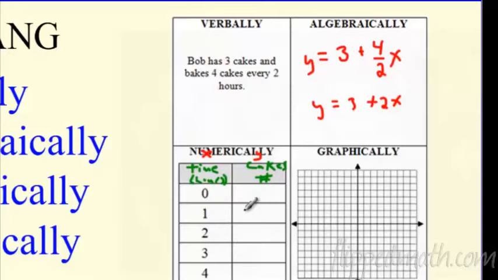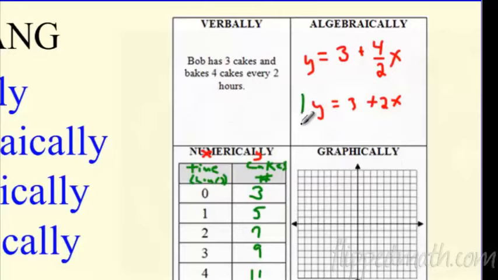Excellent. So now I'm going to fill in the table. I gave you the x values. At 0 hours, how many cakes did you have? Sure, you had three cakes. That's what you started with. That's why it's your y-intercept. After 1 hour, you have what? You have two more cakes, so you've got five. 2 hours, you have four more cakes, seven, nine, 11. So I want you to be able to go from a pattern to an equation to a verbal, or any one of these we're going to go all about.